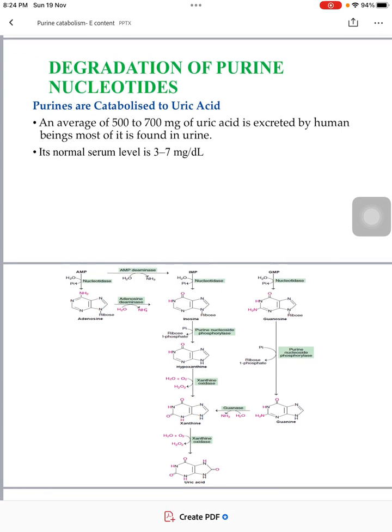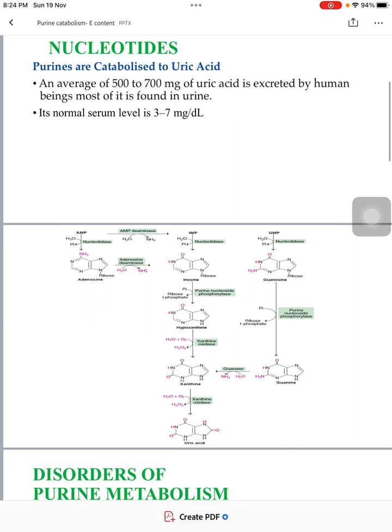The purines, namely adenine and guanine, are converted into uric acid in the human body. The pathway is shown in the slide. Adenosine monophosphate is initially converted into inosine monophosphate with the help of the enzyme adenosine monophosphate deaminase, and the reaction is a deamination reaction.